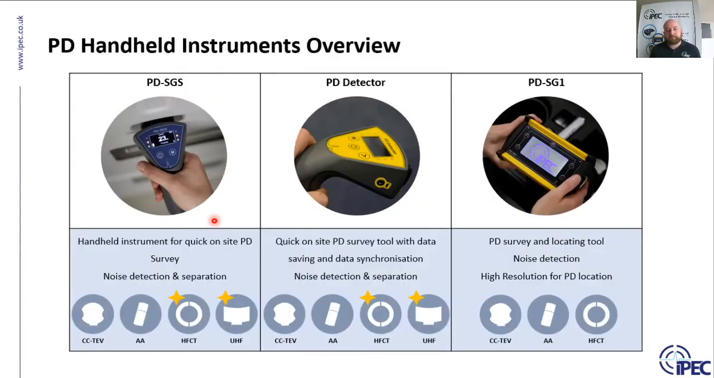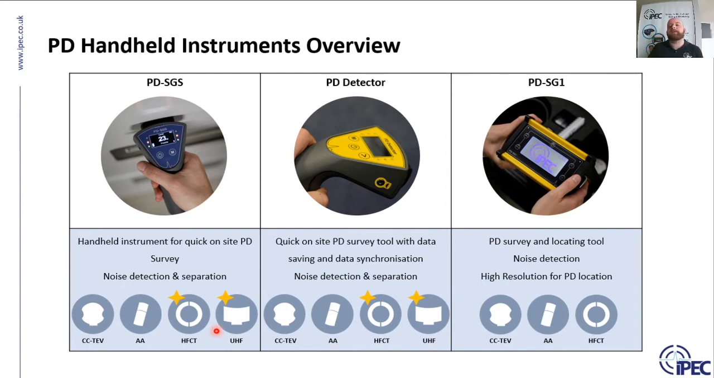Okay, so in terms of our product range, on our instrumentation side, we have the PDSGS, the PD detector, and the PDSG1. The PDSGS and the PD detector are the same in the sense that they use the same types of sensors, the TEV and the ultrasonic, also using an HFCT and the UHF. They both have active PD and noise differentiation. So built into them, the system will automatically look at the power cycle, look at the signal it's receiving, and actively on the screen give you a reading of PD level and noise level.